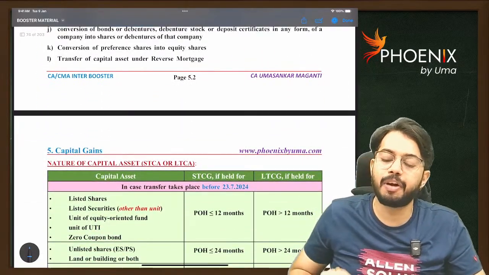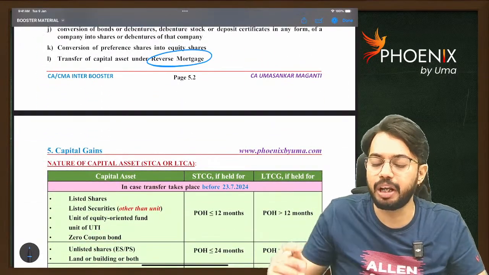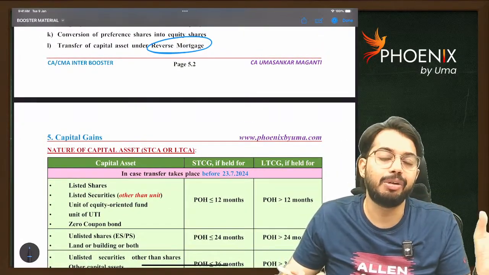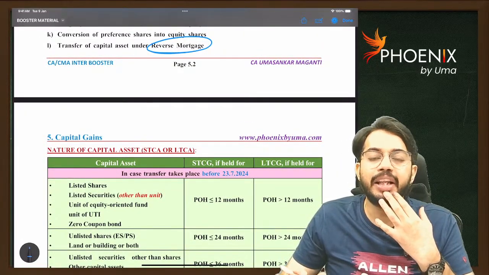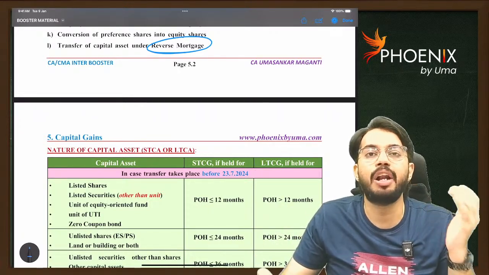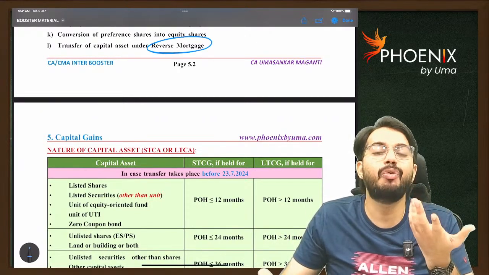Next, transfer of capital asset under reverse mortgage. You know reverse mortgage, right? Let's say an old couple are there who are resident in India. They do not have any money. They cannot do employment now. They are already above 70 years of age. Now what can they do?